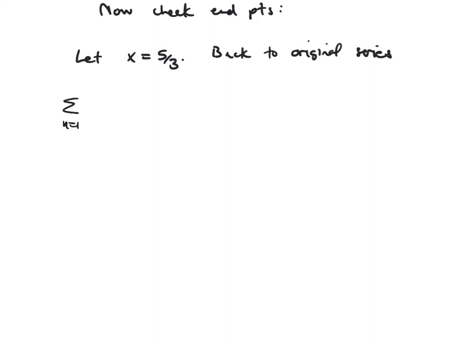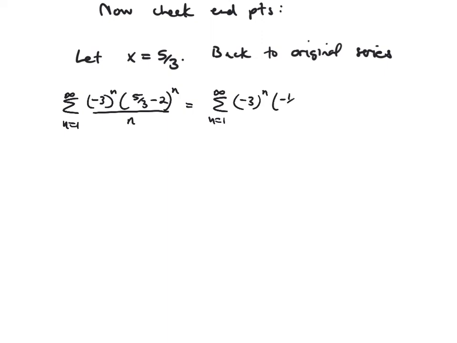The sum, n equals 1 to infinity. Remember the first term was 0. Minus 3 to the n, 5 over 3 minus 2 to the n, that's all over n. A little bit of math required now. So I have minus 3 to the n, and 5 over 3 minus 2 is equal to negative 1/3, to the n. And that's all over n.